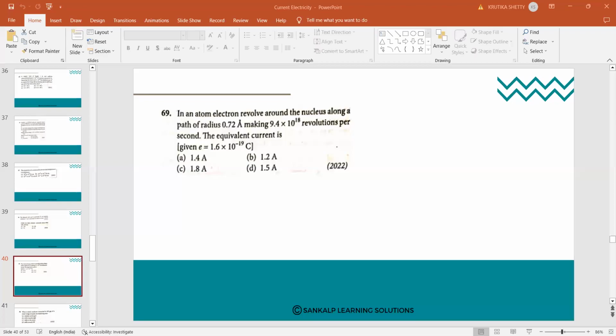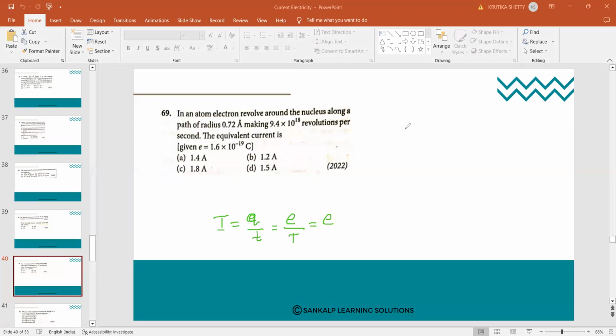Okay, now you can hear me. Yes. So here we need to calculate the current. Current is equal to, what is the formula? So the basic formula, current is equal to charge by time. So current is equal to charge divided by time. So charge is the electron, divided by time.